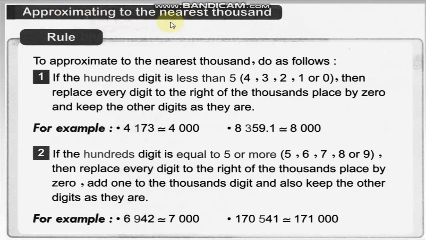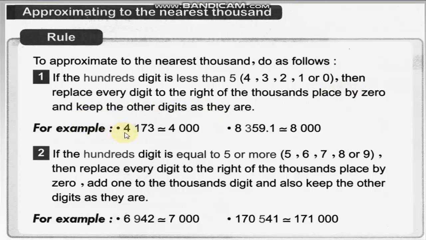Approximating to the nearest thousand rule. To approximate to the nearest thousand, do as follows. If the hundreds digit is less than 5, meaning 4, 3, 2, 1, 0, then replace every digit to the right of the thousands place by 0 and keep the other digits as they are.